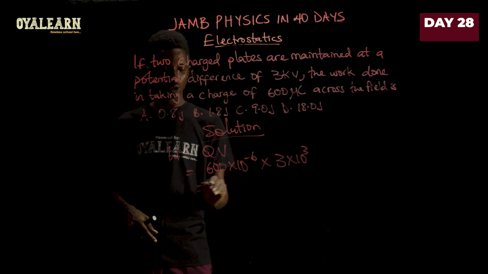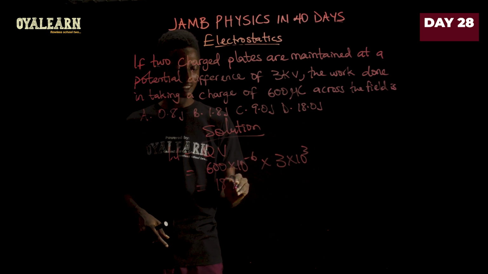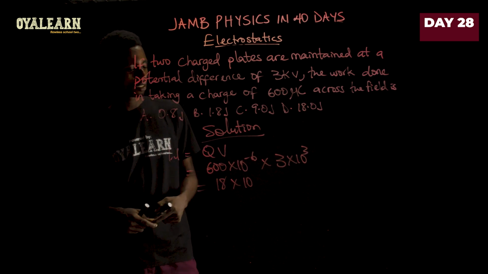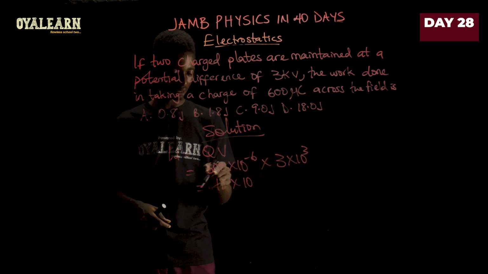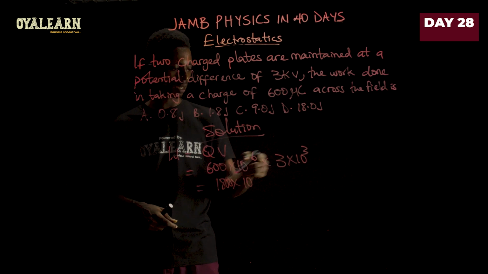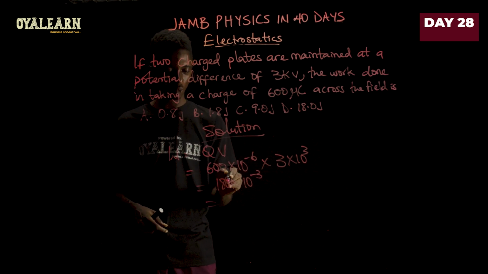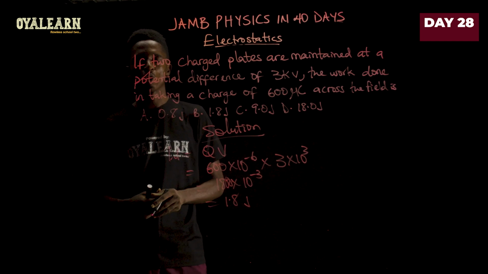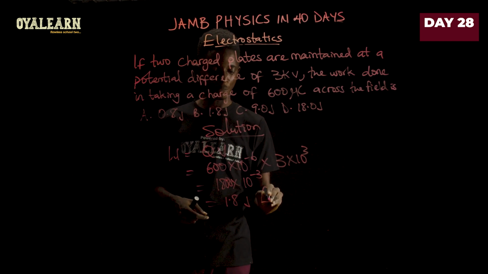Now when you work with this, you're going to have 6 times 3 is 18, so 18 times 10 raised to power minus 6. Okay, this is 6 times 3 is 18. Then the 100 here, so 1800 times 10 raised to power, this will give us minus 3. Now we can bring this down, that is 1, 2, 3 to give us 1.8, and it is measured in joules. So the final answer here is 1.8 joules, which is option B.